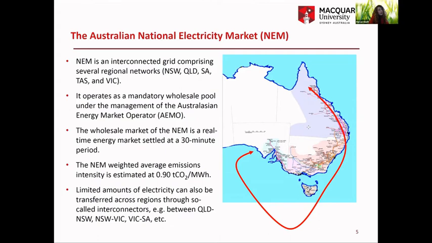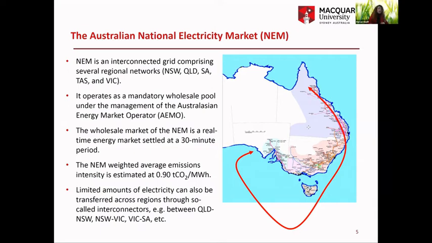Okay, so this graph shows the national electricity market in Australia. The national electricity market operates in the eastern states: New South Wales, Queensland, South Australia, Tasmania, and Victoria. It operates as a mandatory wholesale pool under the management of the Australian Energy Market Operator, AEMO. In Australia, the wholesale market of the NEM is real time. So it's not a day-ahead market. It's a real-time market set at a 30-minute period.